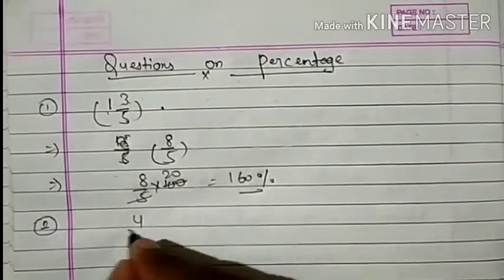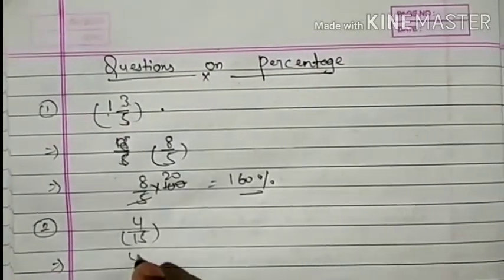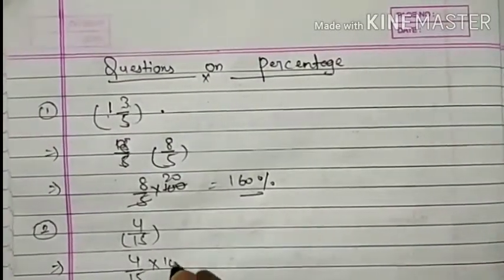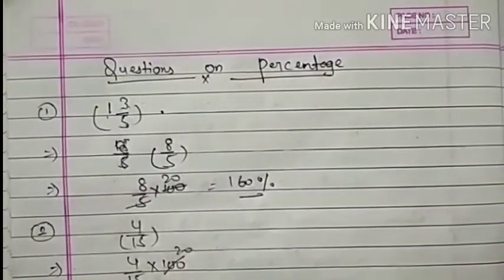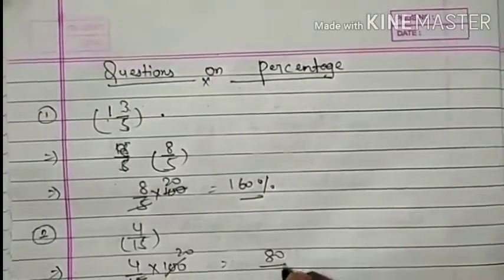Okay, let's take one more question. The question is 4 by 15. And this is already given in the form of a fraction. So what we will do, we will simply multiply this with 100. And 5 will divide it 20 times and 5 will divide it 3 times. 4 times 20, 80 by 3.